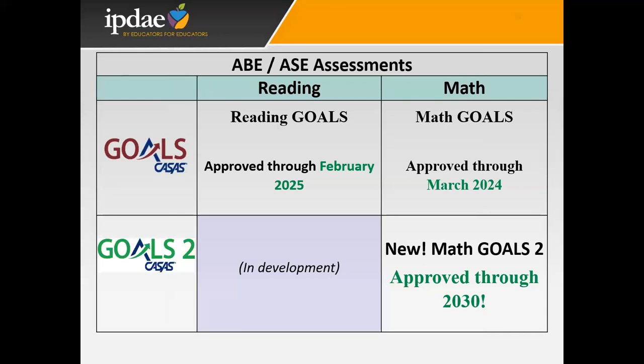So what you're seeing on the screen right now are approved CASAS reading and math goals. These are NRS approved CASAS reading and math goals assessment test series that we use for our ABE and ASC programs, right?